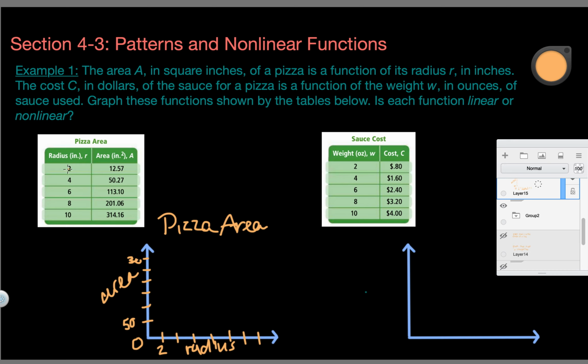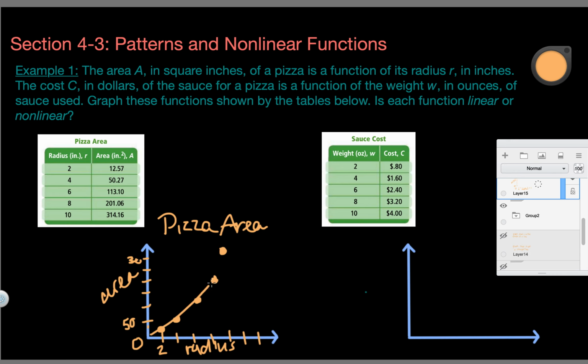So it says that when my radius is 2, my area is 12.57, which is going to be somewhere around here, pretty low. Then when my radius is 4, my area is 50, so I'm back up here. When my radius is 6, my area is 113, so this was 100, so a little bit further up than that. When my radius is 8, I'm at 200, so I'm all the way up here. Then when my radius is 10, I'm all the way up at 314, which is going to be somewhere up here.